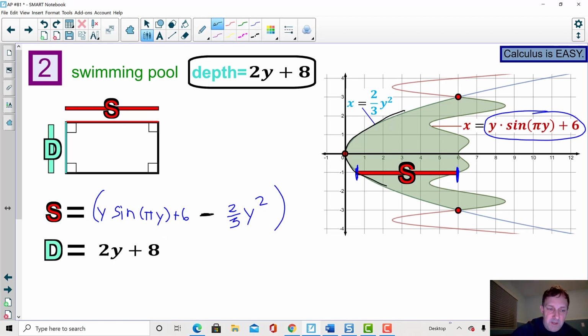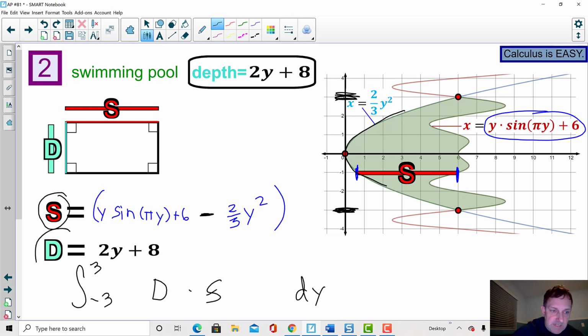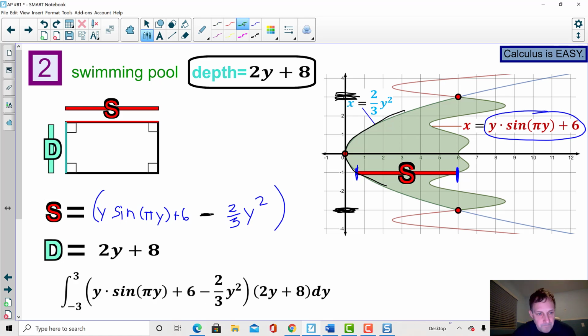So now we're basically done. We are going to do the integral from y equals -3 all the way to y equals +3. So this will be a dy example. But our rectangles are going to be d times s. D times s. And this is our s and this is our d. So we can plug those in and we'll be done.